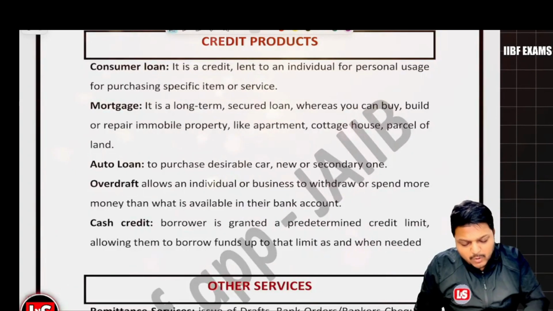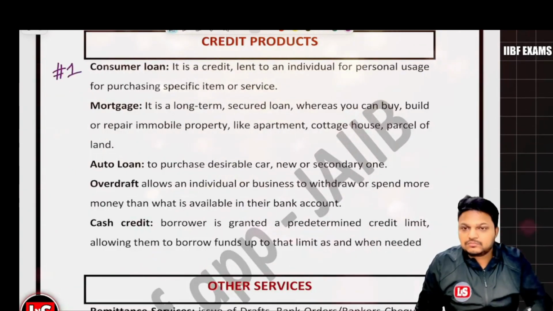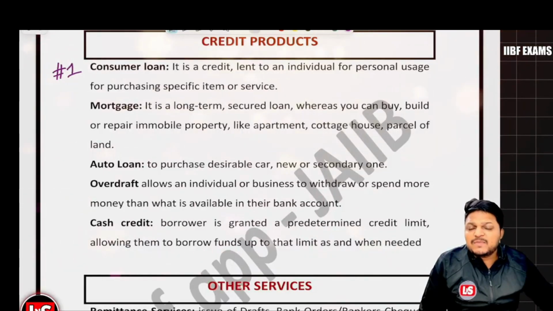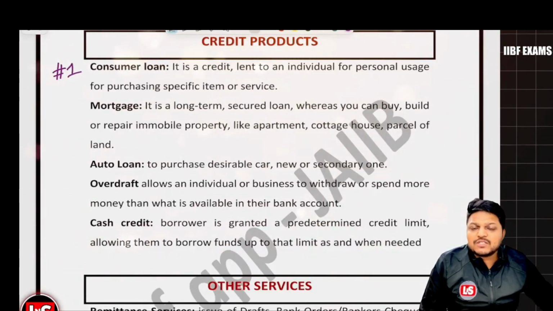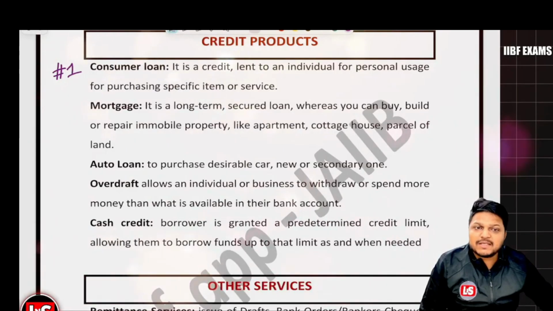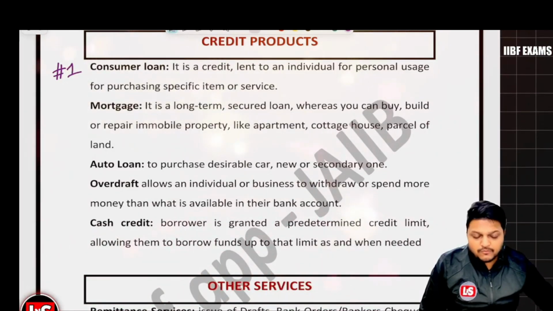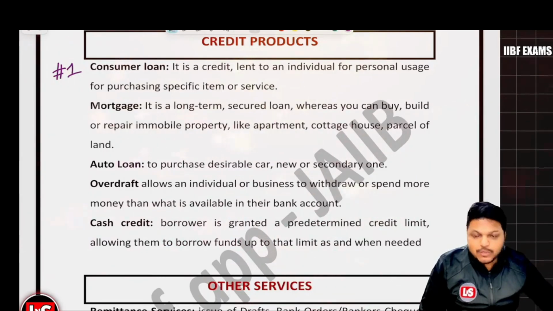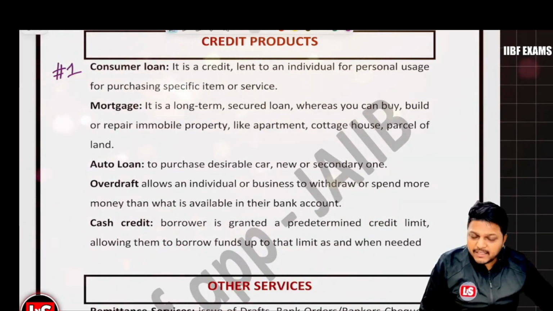The first one is the consumer loan. A consumer loan is a loan sanctioned to individuals for personal consumption purposes. Let's say if you want to purchase electronics, furniture, or consumer durable goods, you get a loan. That's a consumer loan, right?